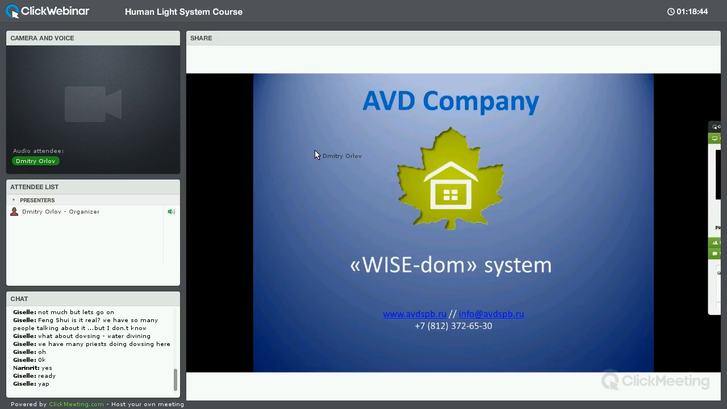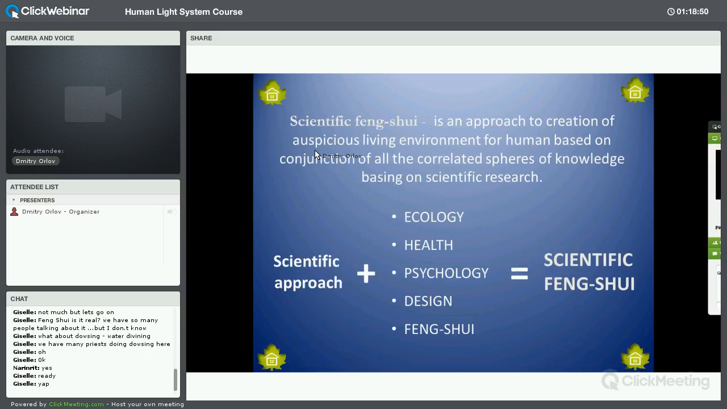So this is called a Wisdom system. I'm working on this system together with the Orsi Institute in London. They like to call it scientific Feng Shui. It is an approach of creating an auspicious living environment for human beings, based on the conjunction of all the correlated spheres of knowledge, based on scientific research. So we try to combine ecology, health, psychology, design, and possibly Feng Shui, if there is something that can apply here, with the scientific approach.